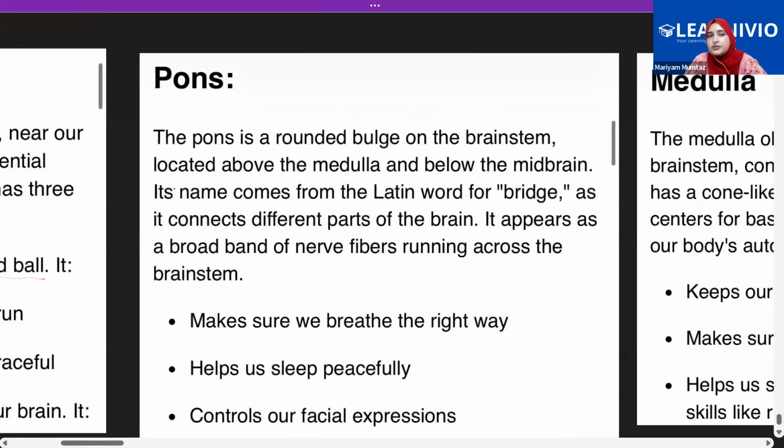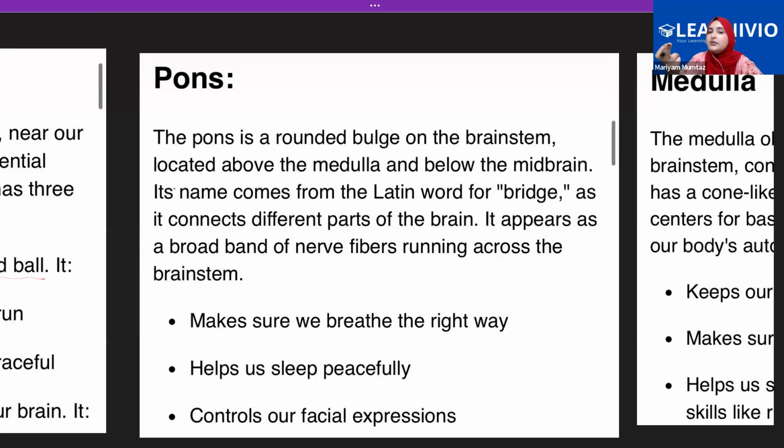Talking about the pons. The pons is a round bulge on the brain stem, located above the medulla and below the midbrain. This pons acts like a bridge because it connects different parts of the human brain. And it appears as a broad band of nerve fibers running across the brain stem. That is what the pons does.